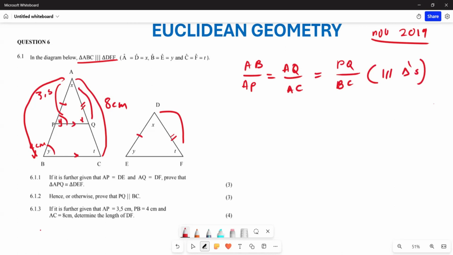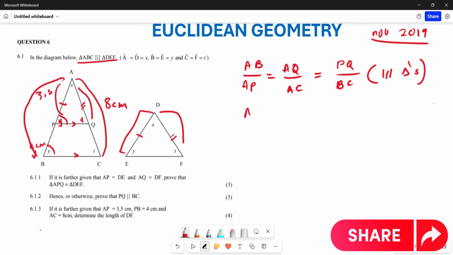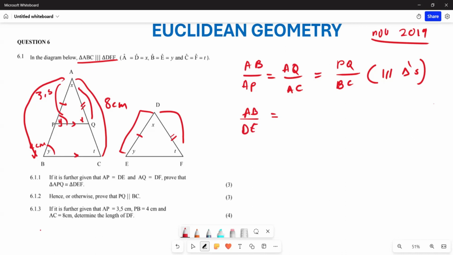Already we've proven that your AP is equal to DE, isn't it so, right? So which means where there is AP, what is it that you're going to write? This is the same as your AB over your DE, which is going to be the same as your AQ. Remember that your AQ is the same as your DF, which means this can be written as your DF over your AC, right? Your DF over your AC.